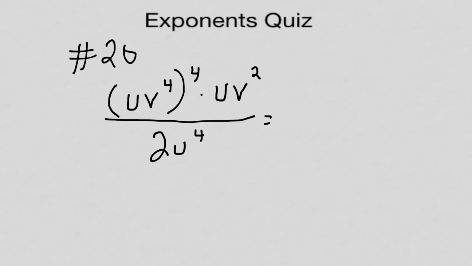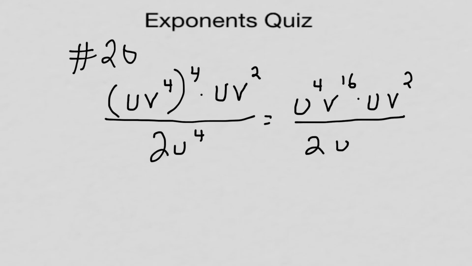Number 20, last problem. All right, let's look at what we got going on here. We got u v to the 4th to the 4th. Let's take care of that first. That becomes u to the 4th v to the 16th times u times v to the second over top of 2 u to the fourth.